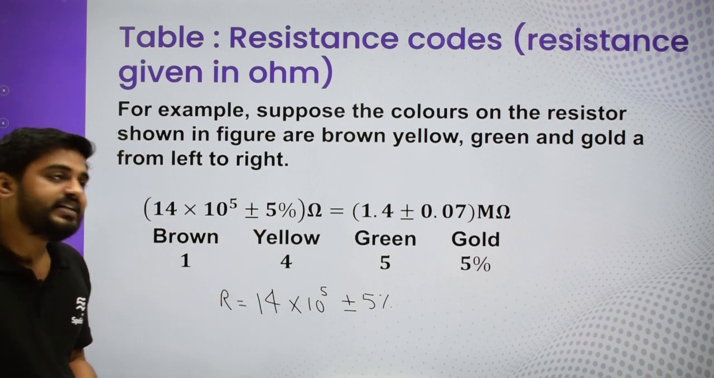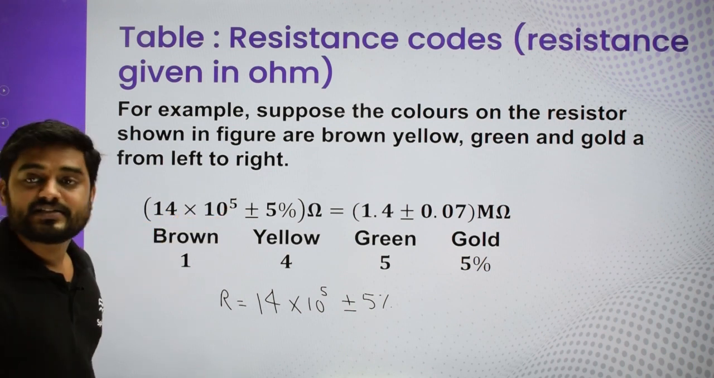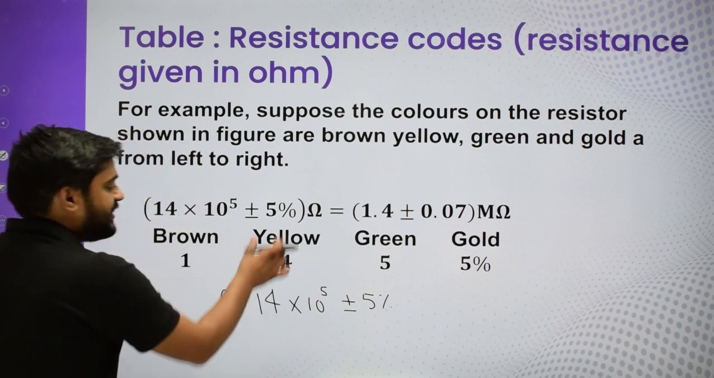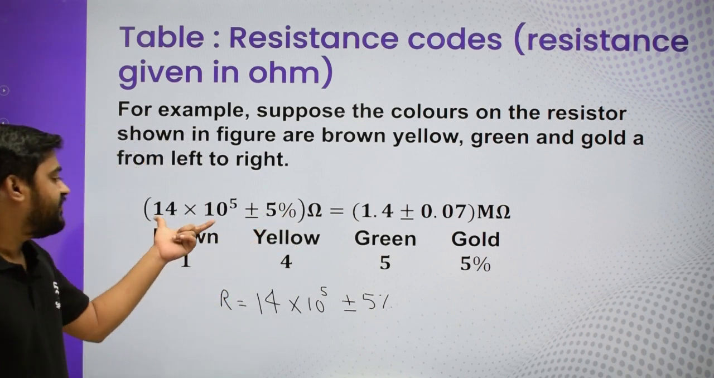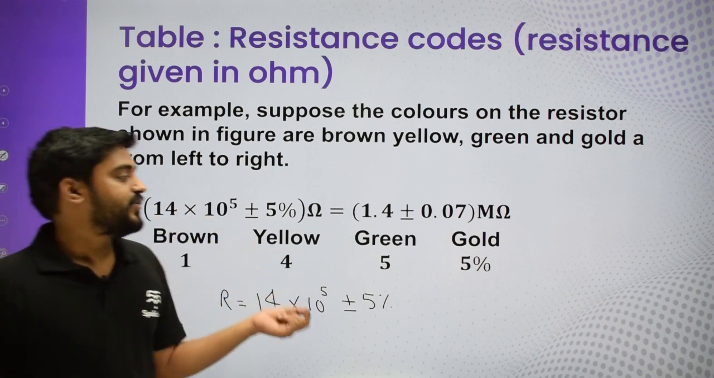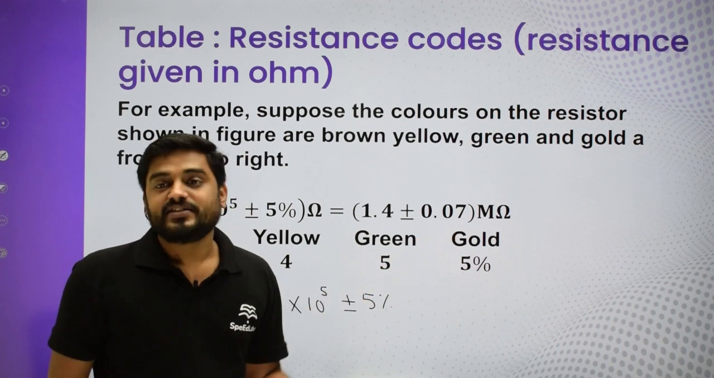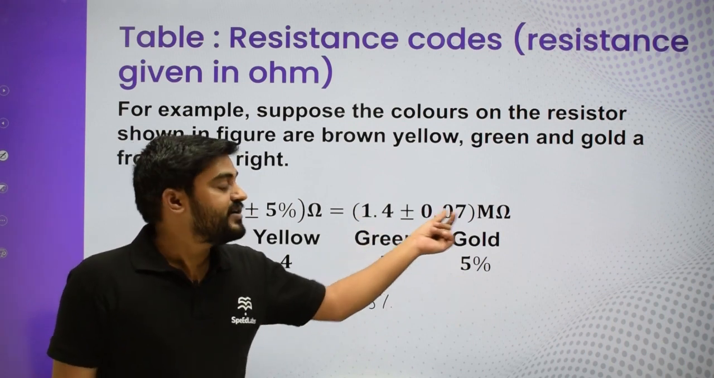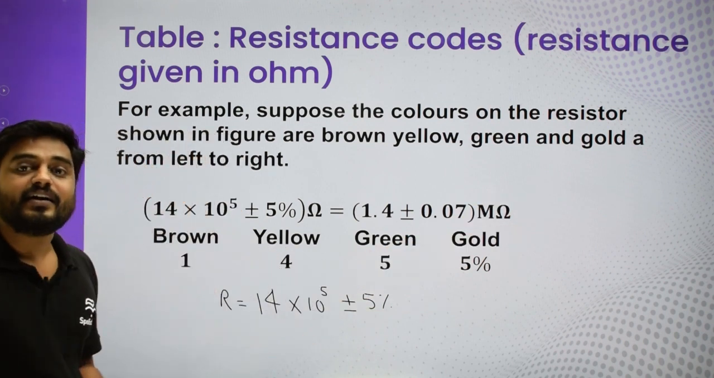If you want to change it, you can make it 1.4 into 10 raised to 6. So this is simply 1.4 mega ohm, where 10 raised to 6 is mega, and plus minus 5%. What does that mean? That means you can simply get the 5% of this and write it over here. So 5% of 1.4 mega ohm is 0.07 mega ohm. So we can write it as 1.4 plus minus 0.07 mega ohm. Plus minus 0.07 is basically the error.